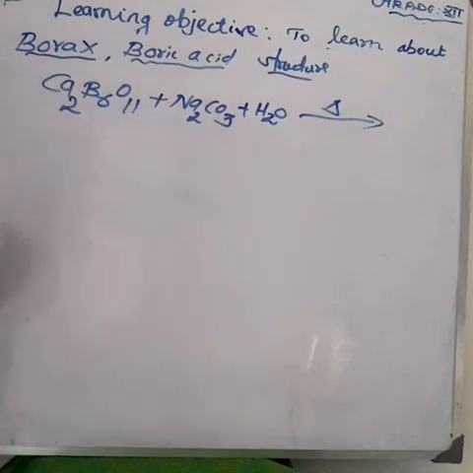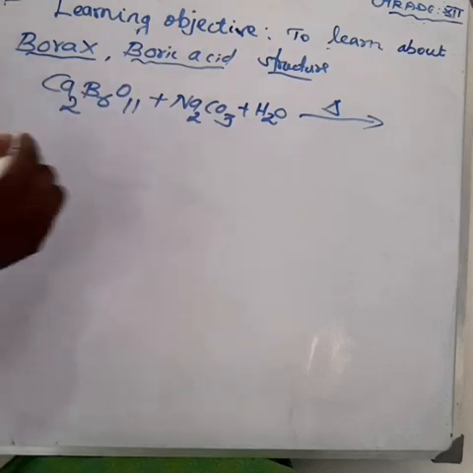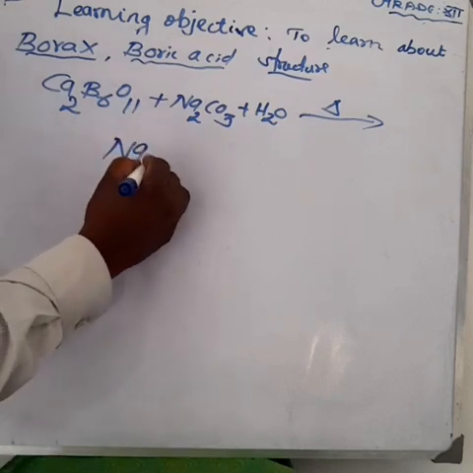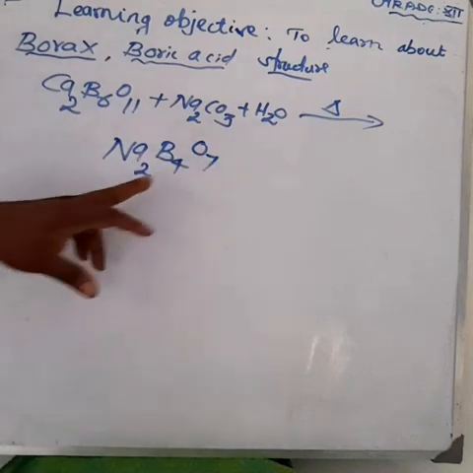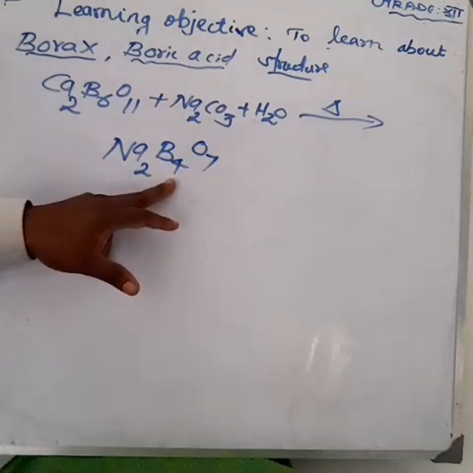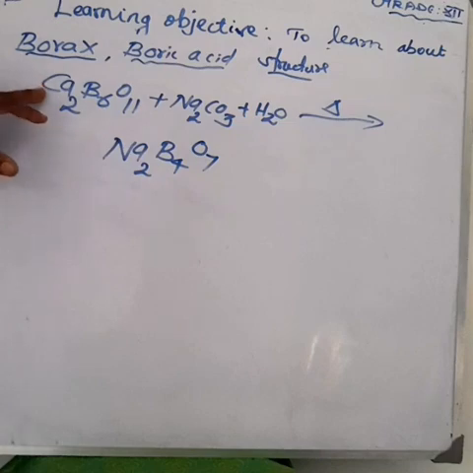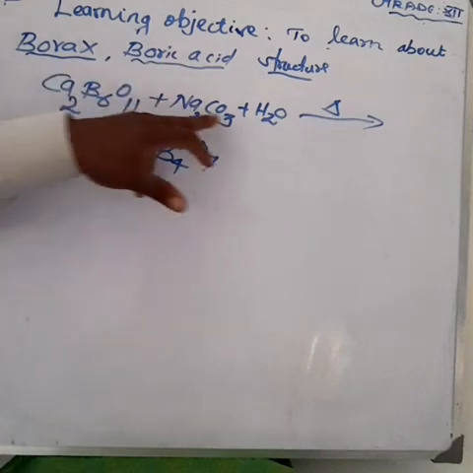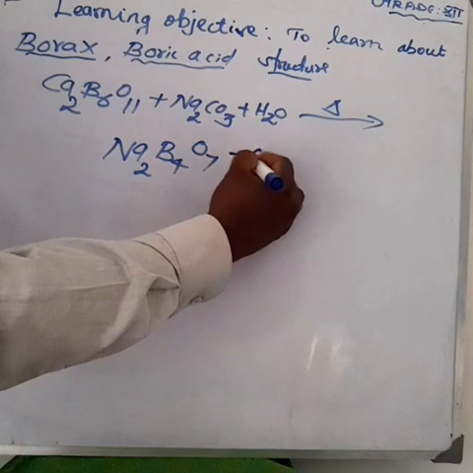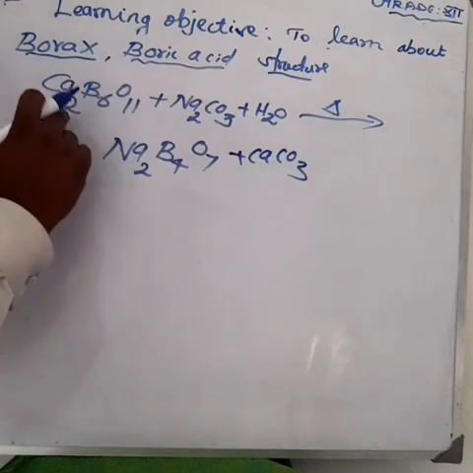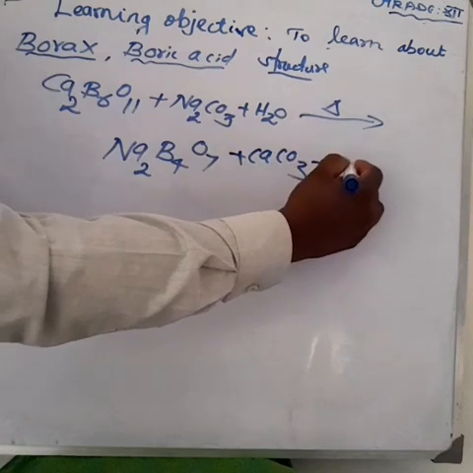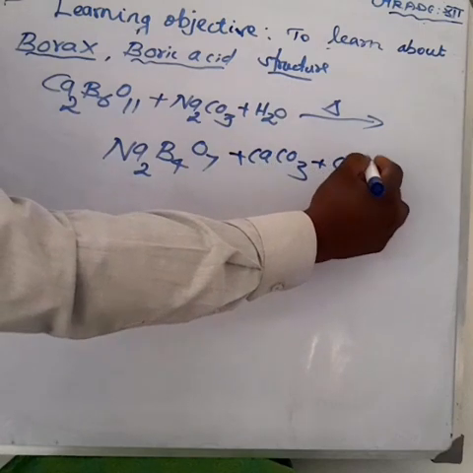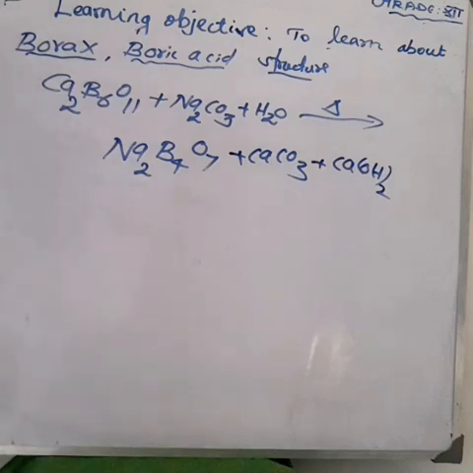What is about the tetra? Tetra means 4, am I right? Tetraboric acid. Na2B4O7. Tetra, don't forget that. Tetra means 4. And also calcium combines with the carbonate, we get calcium carbonate. And as calcium combines with the water, we get calcium hydroxide, Ca(OH)2. Am I right? Anyhow, how can you balance the reaction?